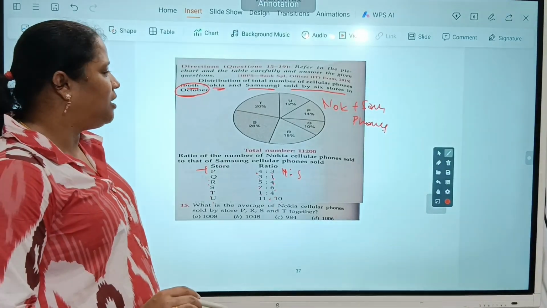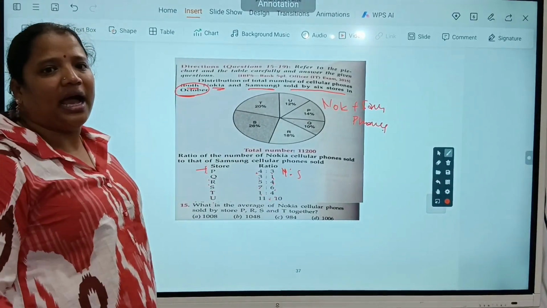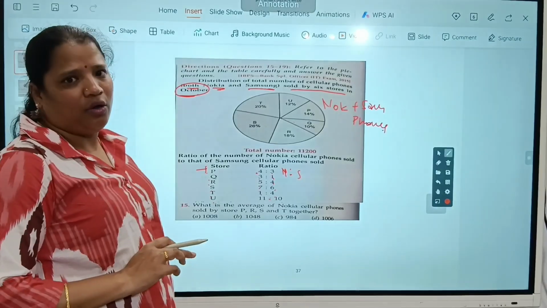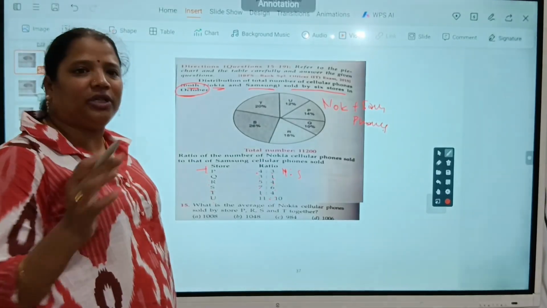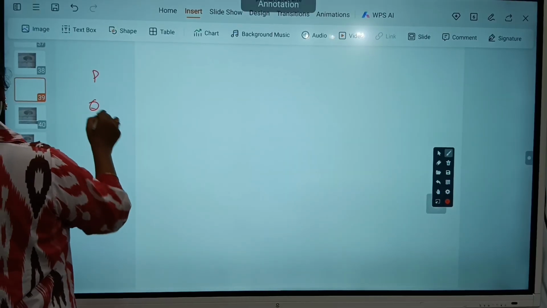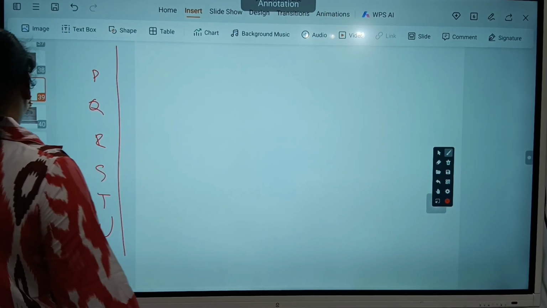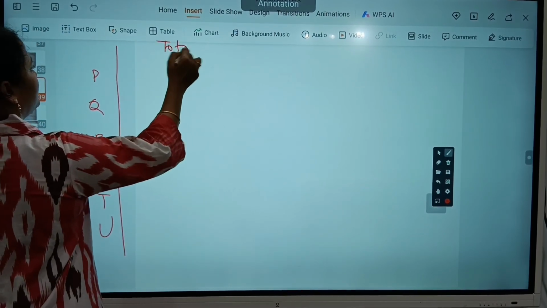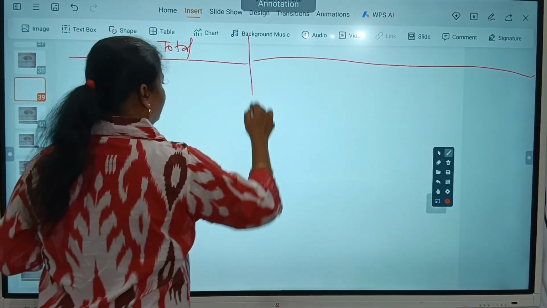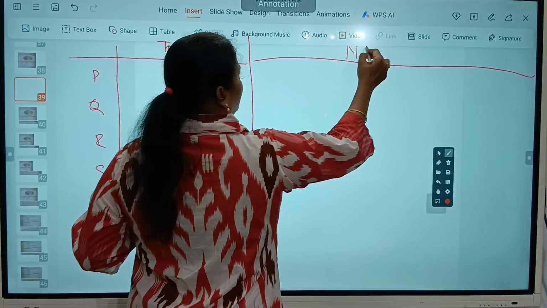Now we have to solve these two graphs and the questions based on them. So instead of calculating all values here, I have directly calculated the values. I will draw a table here. Please note that table down so that it will be easy for you to follow the answers. So stores P, Q, R, S, T, U we will take, and the total number of phones of both brands we will take here. Now we will calculate Nokia is to Samsung.